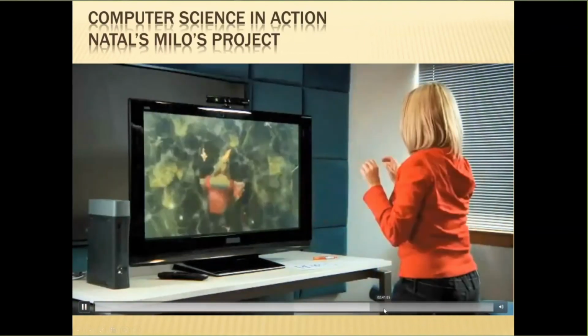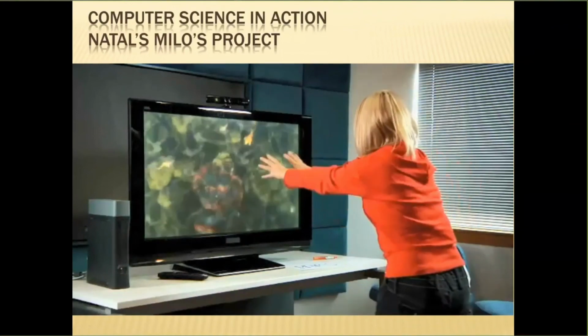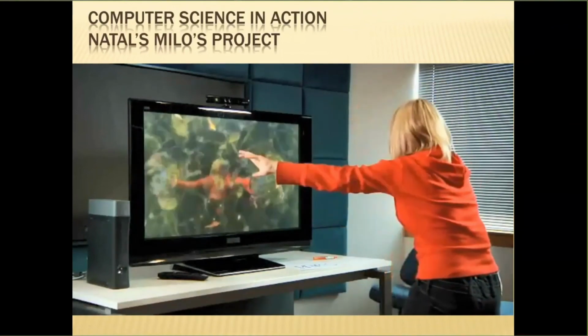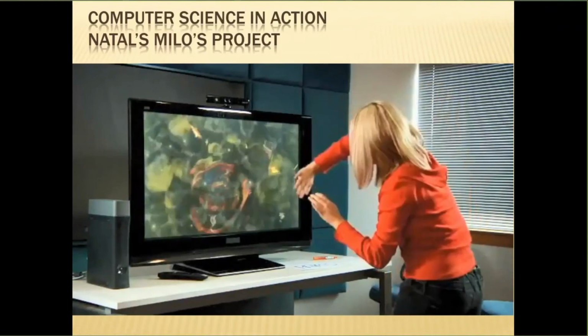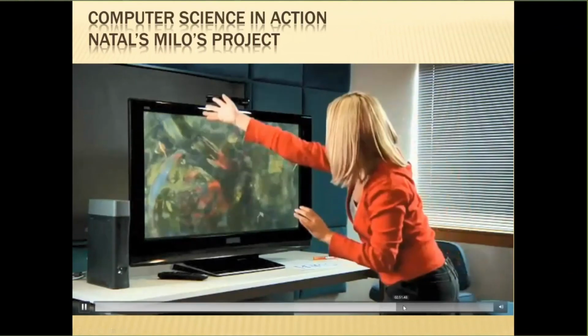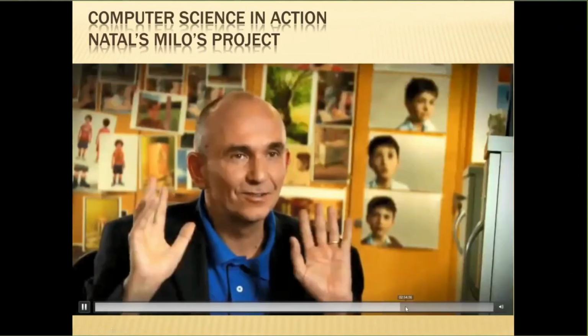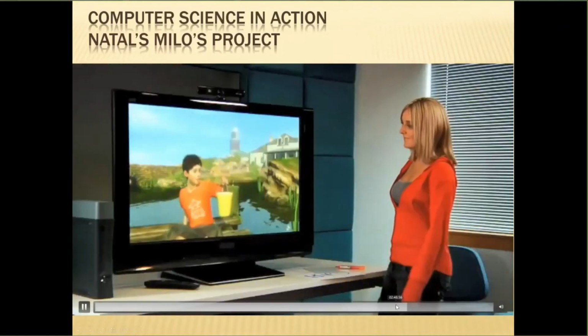There Claire is, in Milo's world. She's in that pond. Every hand movement is being recognized. Being able to touch fish, being able to swish the water with her hand. Everyone who's experienced it, their hairs are standing up on the back of their head. Now, what's about to happen is some real magic.